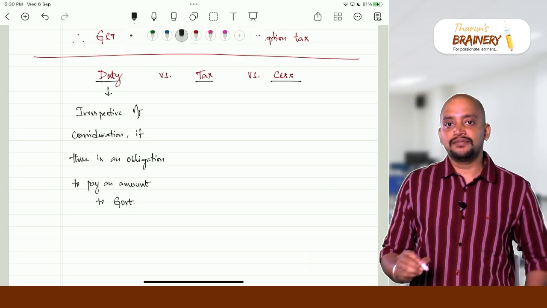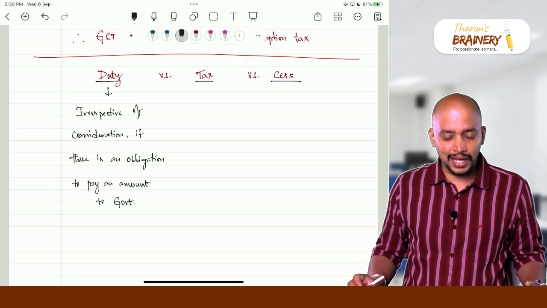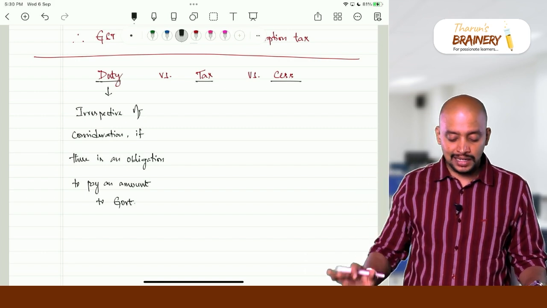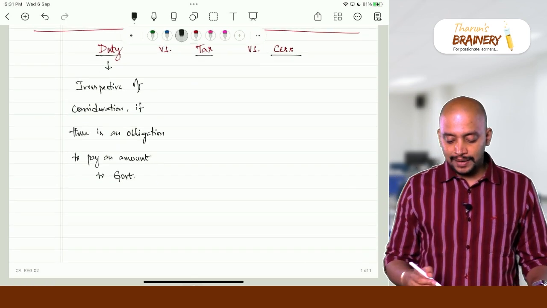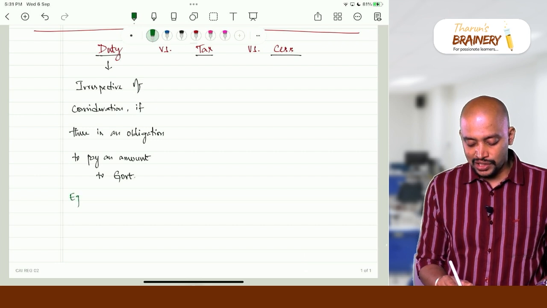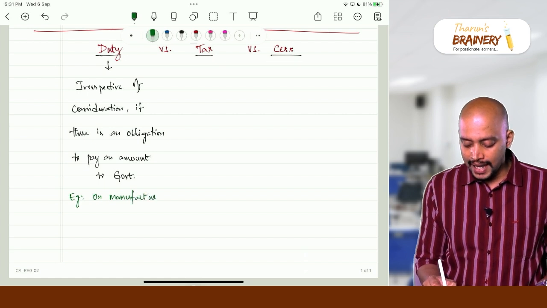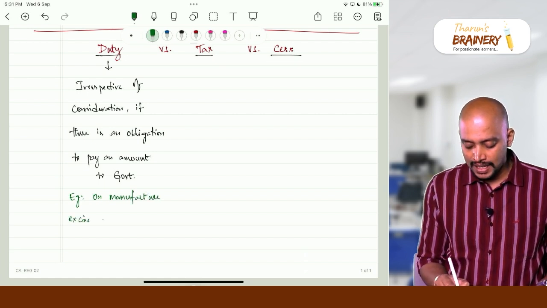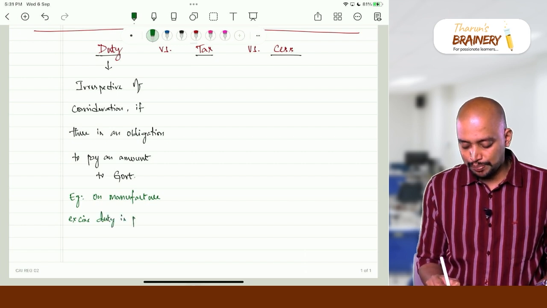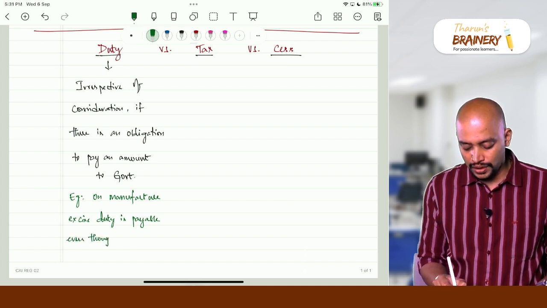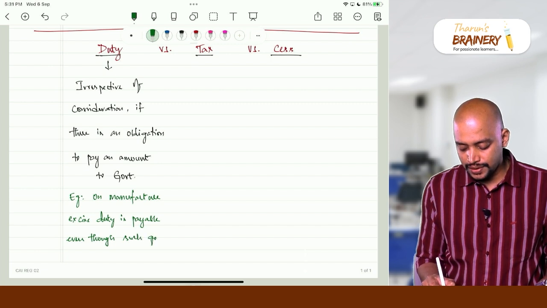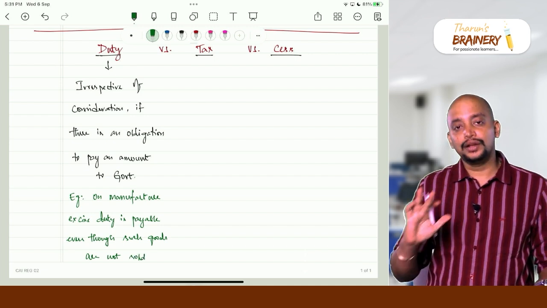So, that is an example of duty. Once the event happened, you need to pay. Irrespective of the consideration, if there is an obligation to pay an amount to government. Example, on manufacture, excise duty is payable, even though such goods are not sold. So, we need to pay duty.